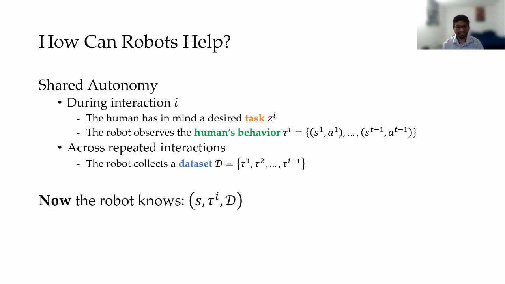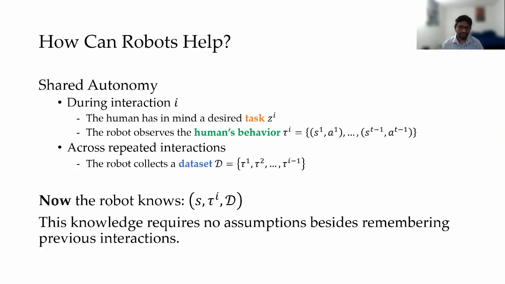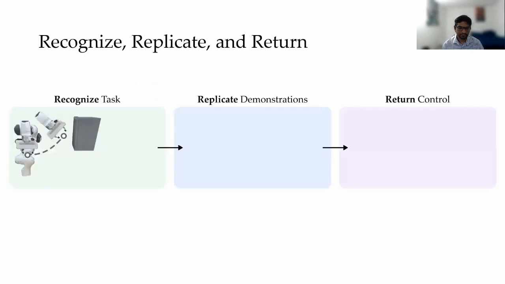Once the robot collects this dataset, it can use it to learn the human's behavior and help them. We want to emphasize that this dataset is simply a collection of previously seen behavior, and it does not require any additional assumptions about the human. So how can robots learn to help from the data collected? In our method, we identify 3 modules that the robot needs to help their human. These are recognize, replicate, and return.